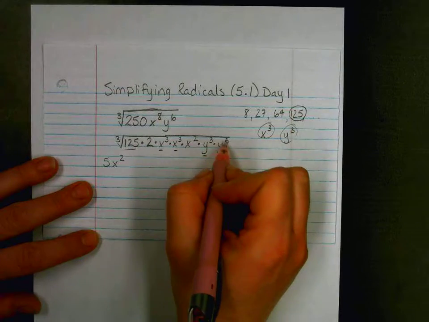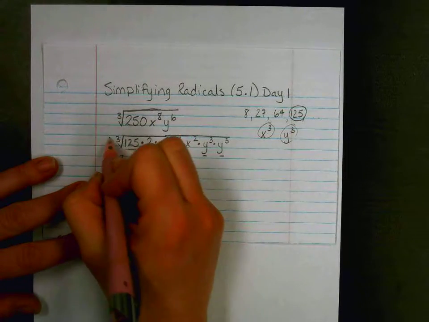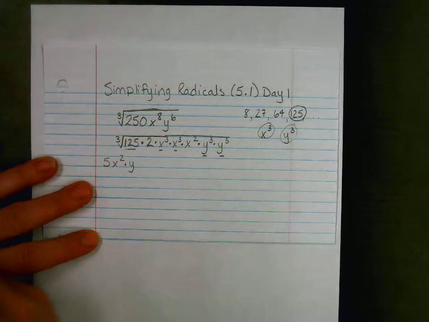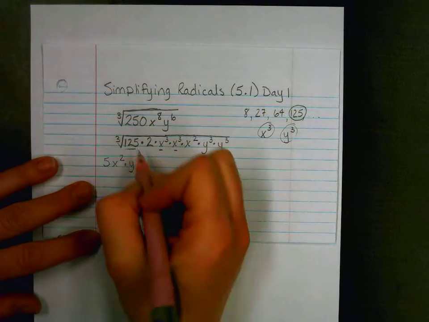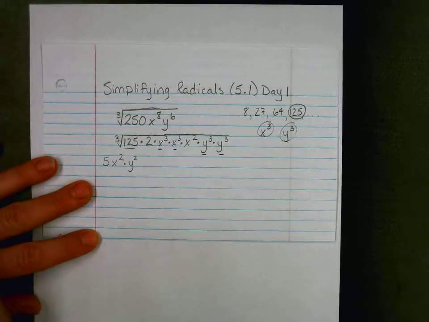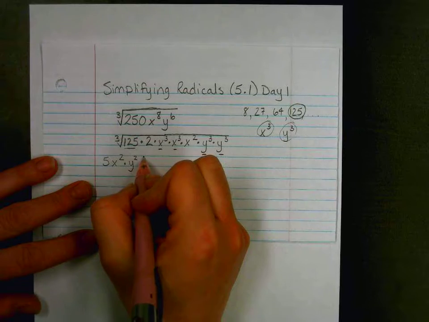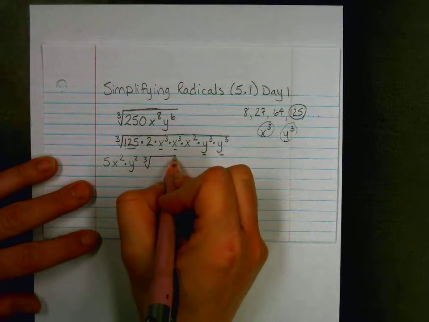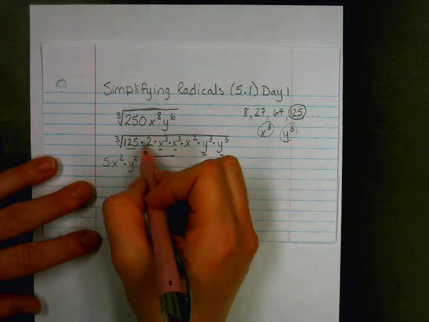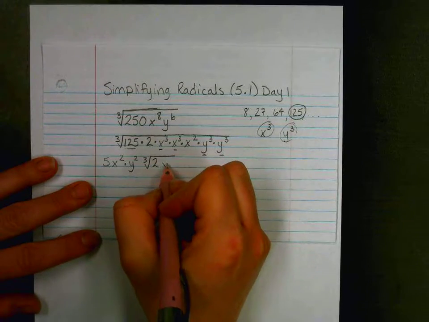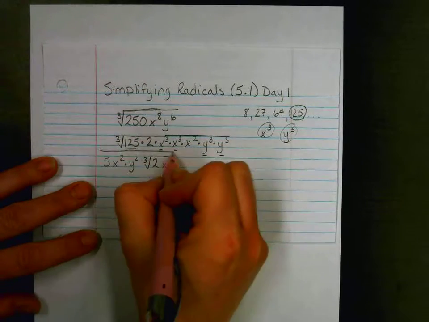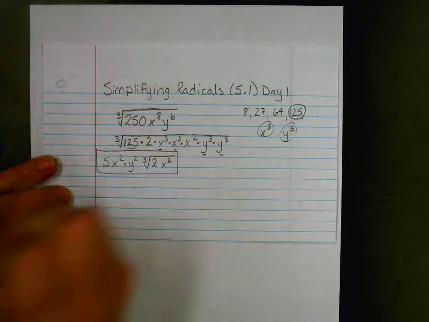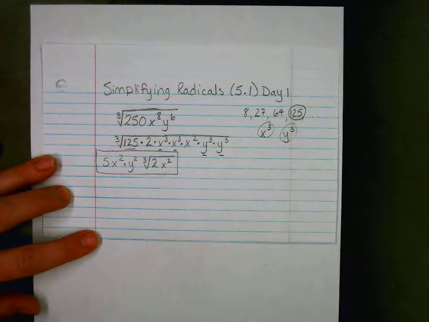And then I'm going to do the same thing with my y's. I need to bring this y out, would be y, and then I need to bring another y out, which would become a y squared. And then you leave whatever is remaining inside your brackets, and what's remaining is a 2x squared. And that is how you simplify radicals with variables.